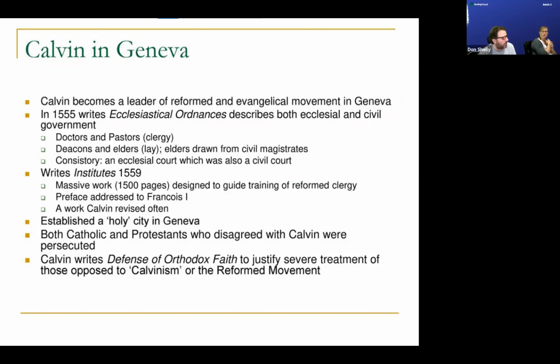So it says both Catholics and Protestants who disagreed with him were persecuted. I want to hit on this. Of course, a lot of these slides I borrow from places that I find on the internet, but this is important.